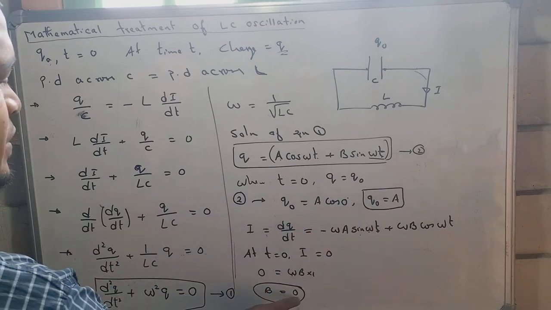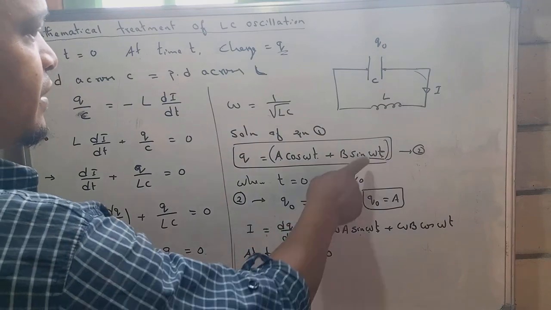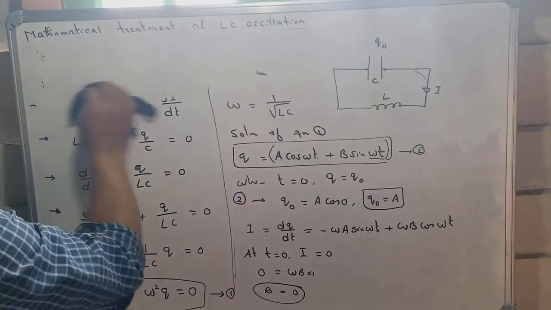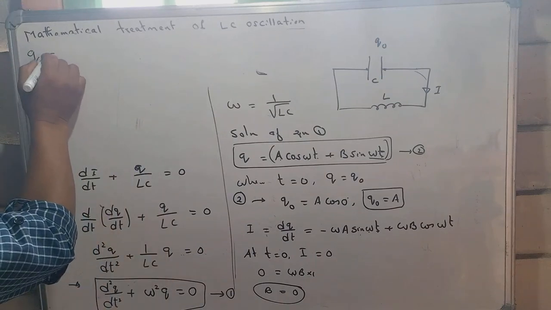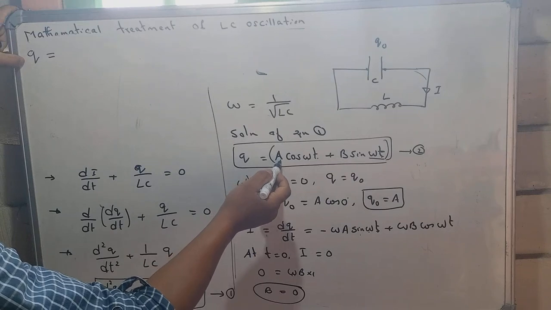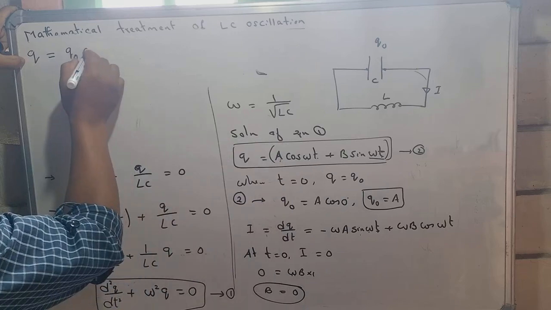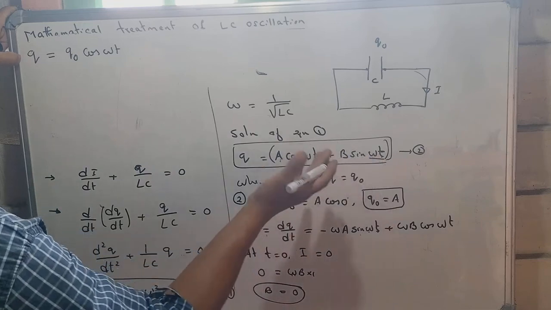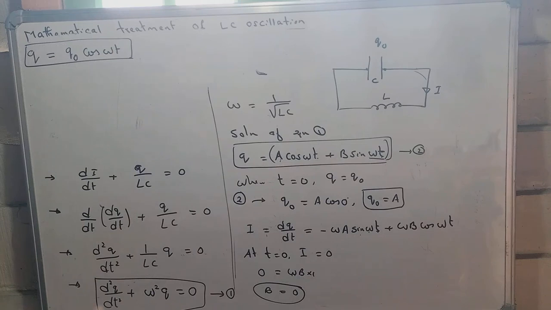So we have finally found the constants A and B, where A is equal to Q naught, and B is equal to 0. If you substitute the constants A and B in equation 2, you will get, from equation 2, Q is A, and A is equal to Q naught, so Q naught cos omega t, plus B, but B is 0, so 0 times anything will be 0. So this is the equation for the charge at an instant of time t.